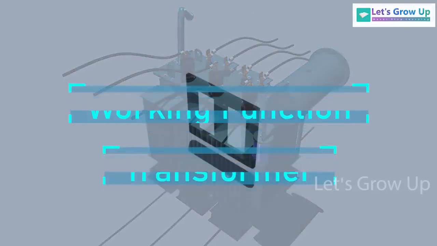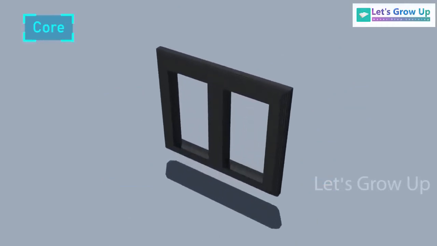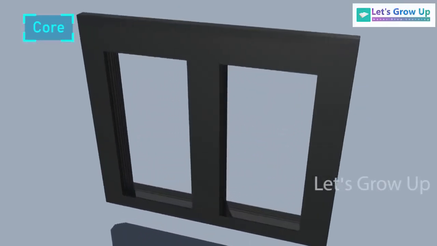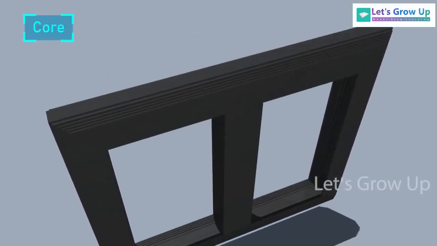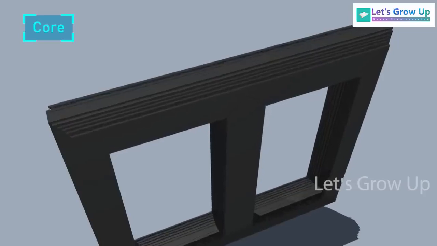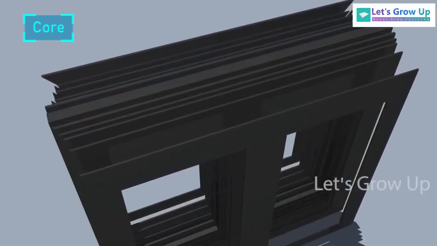Let's start with the main parts of the transformer. The core is the main part, and it is called the heart of the transformer. The core is made up of iron, or silicon steel, or ferromagnetic materials. It is thin metal strips and laminations insulated by a coat of varnish or paper.